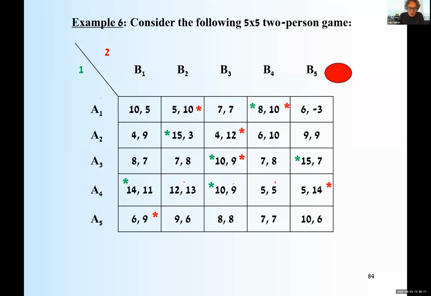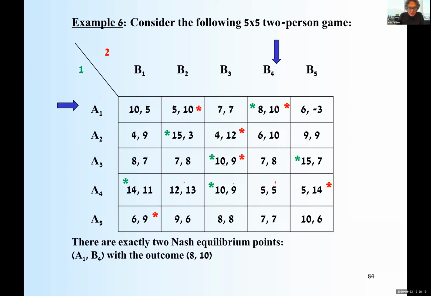Now I look for the square with 2 stars, and we can see there are exactly 2 Nash equilibrium points. A1, B4, that gives us the outcome 8, 10, and A3, B3 with the outcome 10, 9. So the question, what should I play? There's no clear recommendation. I just tell you what are the 2 possibilities, where each one is a best reply to the other, namely that if we make an agreement, none of us has any incentive to deviate from that agreement.